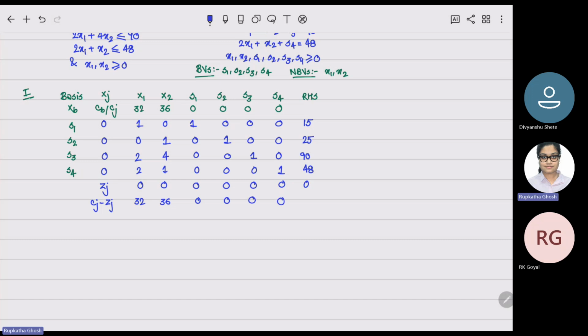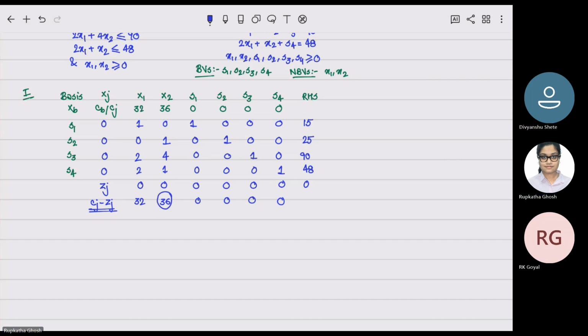Up till this, all of you got, right? Okay. Now, see, this is what kind of a problem? A maximization one, right? So I would try to bring these Cj minus Zj values to negative. Which was the highest Cj minus Zj value now? 36. So we try to choose this value, right? Just like in the previous simplex method you were doing.